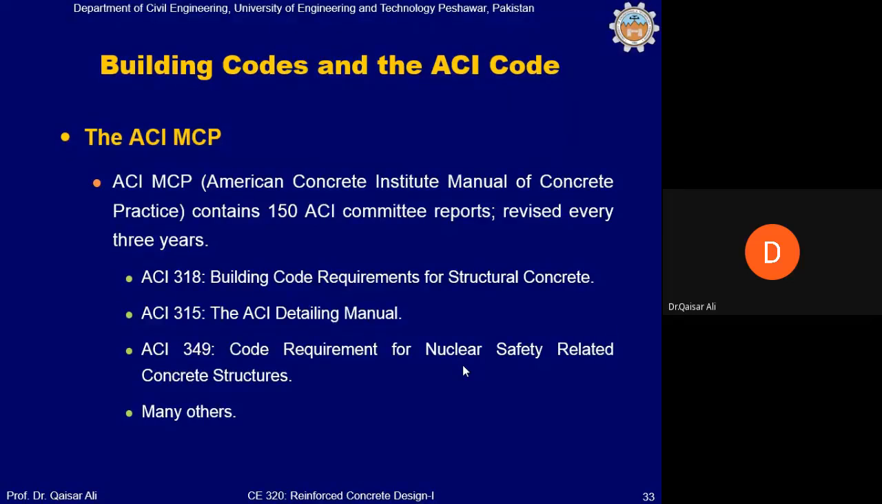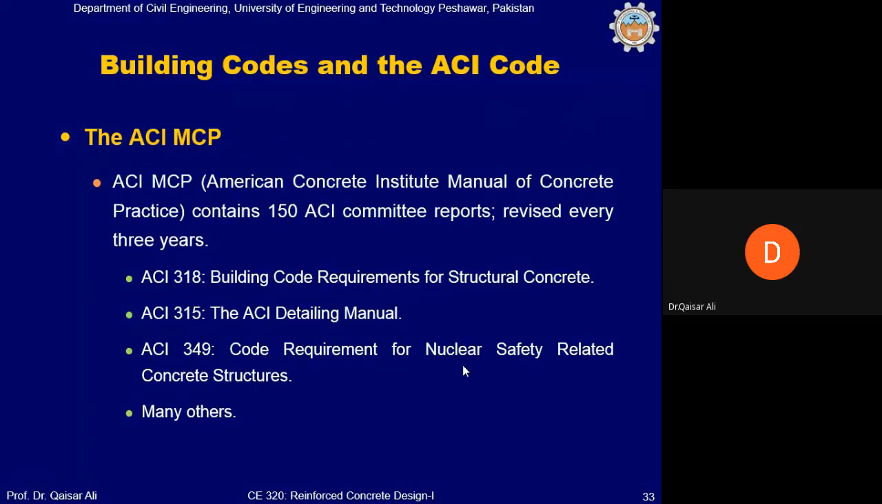Within the ACI MCP, there are many reports and many codes. For example, it is not only buildings and reinforced concrete frame structures that you will be using practically. You can design water retaining structures, bridges, and pavements made of concrete. And within concrete, there can be several types of concrete, and all these are covered in the ACI MCP. But the code that is specifically used for reinforced concrete is called ACI 318. You should note this down.